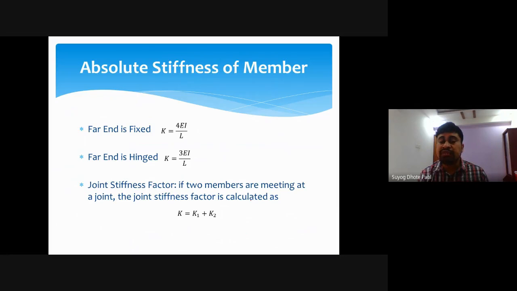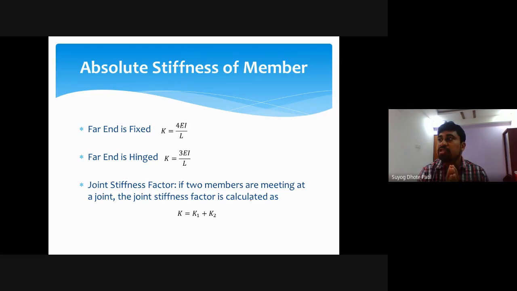If the far end is fixed, the stiffness for a particular member is calculated by 4 EI by L. Again, the derivation is available in a number of textbooks, and you can refer to those for the derivation. Directly, I have given the formulation: if the far end is fixed, the stiffness for a particular member is 4 EI by L. If the far end is hinged, the stiffness is calculated using 3 EI by L. If the far end is fixed, it means both ends are fixed.